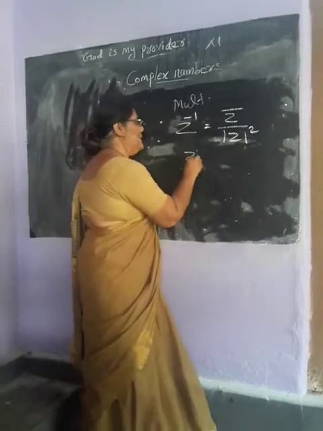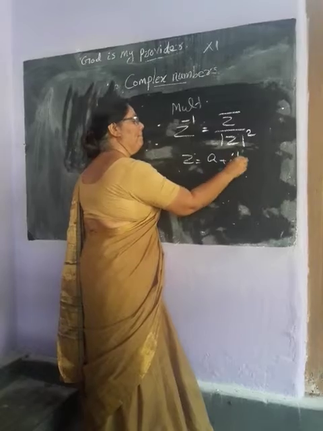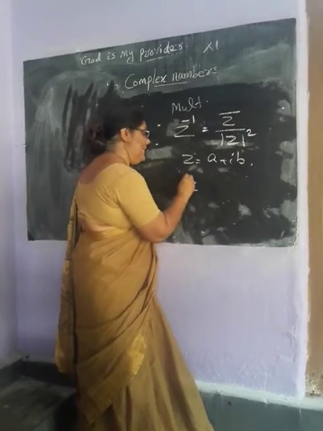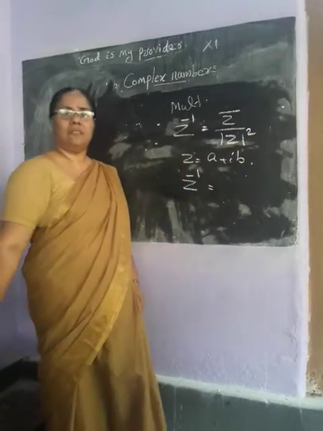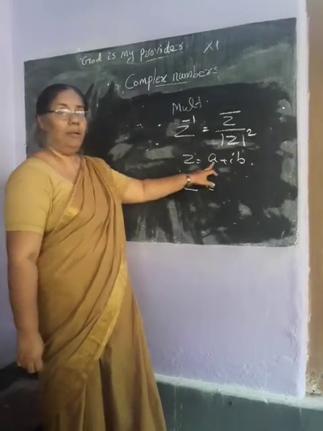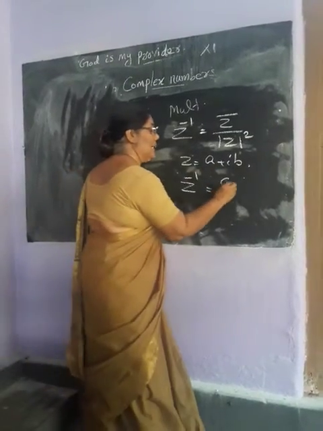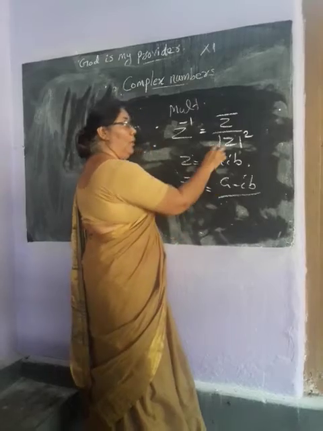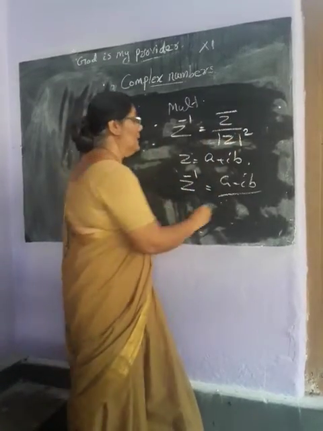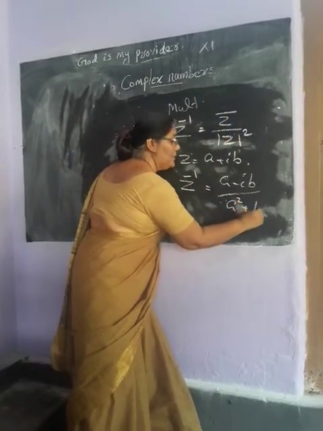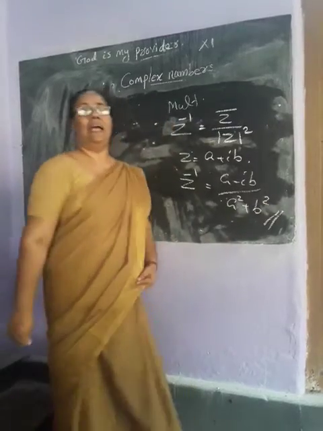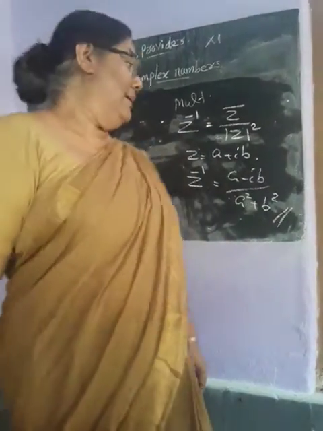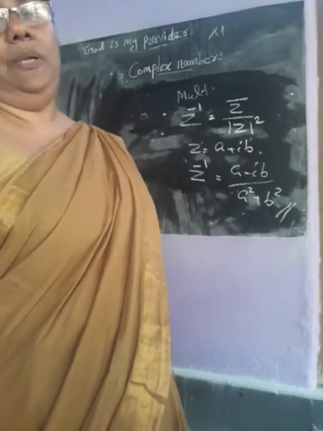Let z be equal to a plus ib. Then how can you write the multiplicative inverse z inverse? Z bar means a minus ib, by mod z square means a square plus b square. a minus ib by a square plus b square.